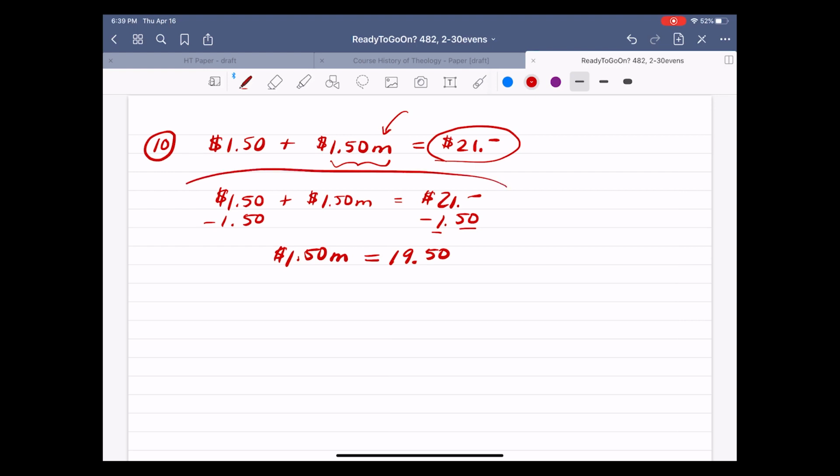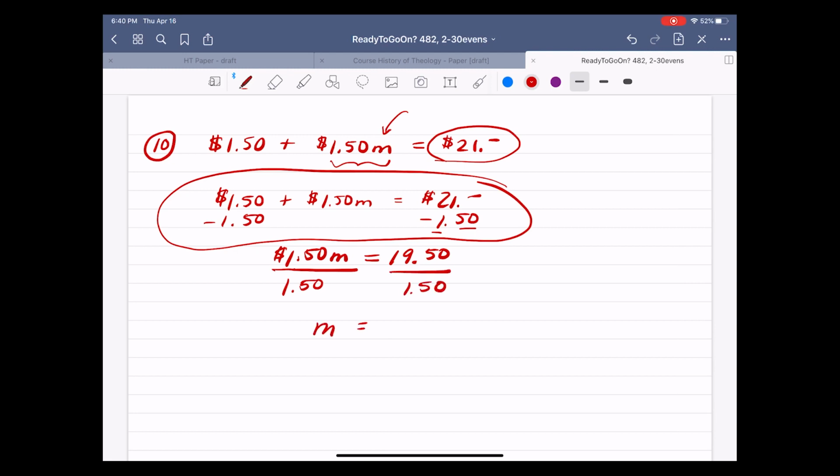We're just solving this equation now using all the practice steps we used in 1 through 9. m, we want to get it by itself, so we're going to have to divide by $1.50. And we're going to divide that $19.50, which is the original cost of $21 minus the initial fee. $19.50 divided by $1.50 is 13 miles. This taxi ride was 13 miles. So $21 to drive 13 miles.